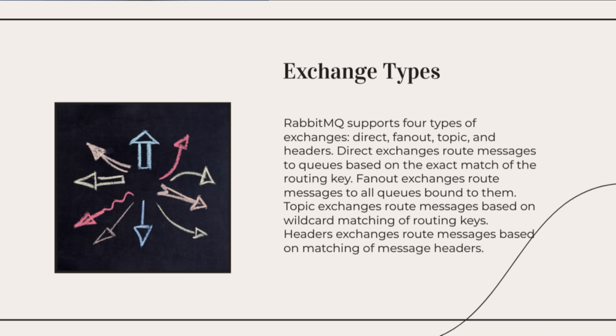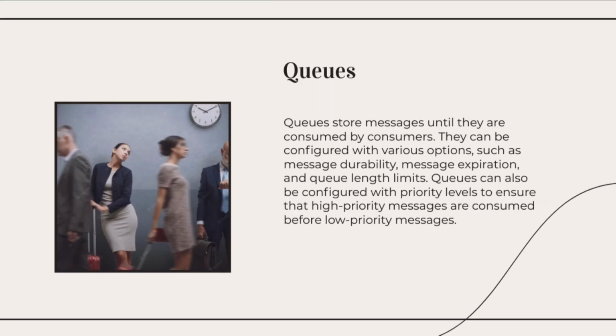7. Language and protocol support. RabbitMQ is implemented in Erlang and supports various programming languages through client libraries, including Java, Python, .NET, Ruby, Node.js, and more. It also supports multiple protocols, such as AMQP, STOMP, and MQTT, allowing applications using different technologies to communicate seamlessly.